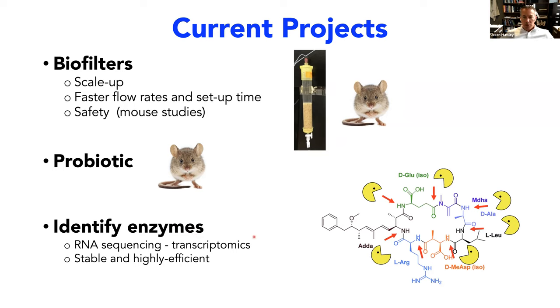Those are what chew up the toxin and break it into smaller parts. And for the scientists in the audience, we're doing that by RNA sequencing. We're trying to identify what genes are turned on in the presence of microcystin, as an indicator of which genes make enzymes. What enzymes could we purify to degrade the toxin? And that's shown here. The reason we're studying that is that enzymes are much more stable and much more efficient than adding bacteria to biofilters or taking probiotics.